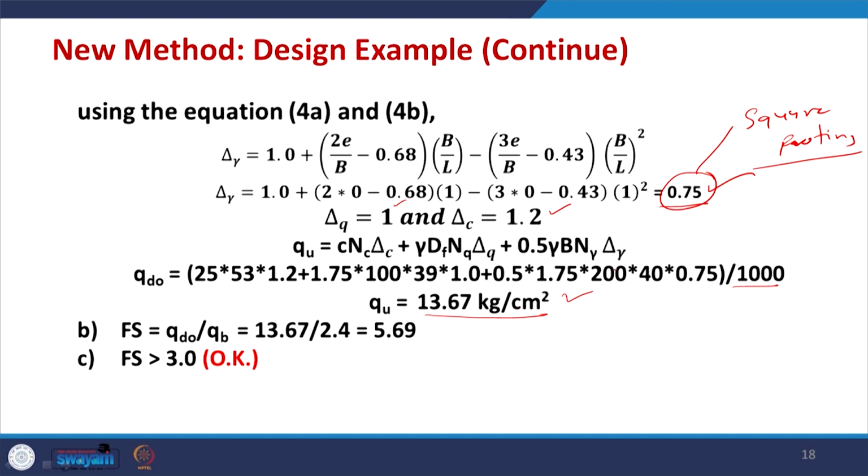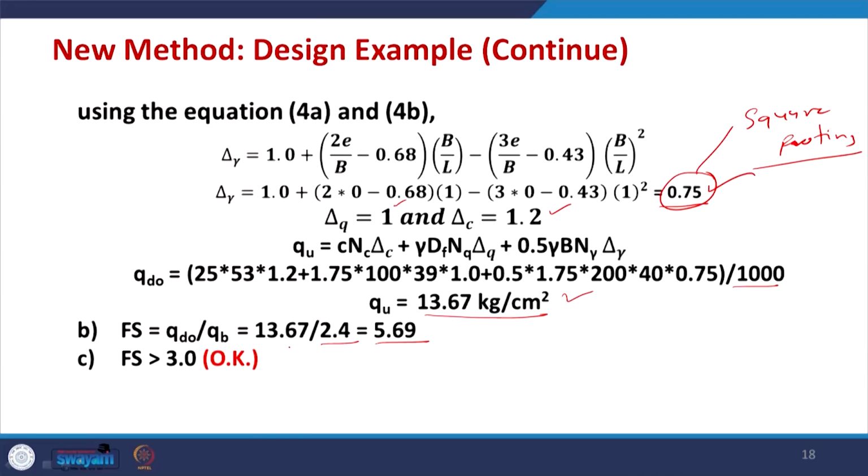But the plate load test is saying that this value should not be more than 2.4. That means, if you are using a value of 2.4 in the design, then you get a factor of safety equal to 5.69, and this factor is more than 3. So, this is okay, then you can go ahead with this factor of safety 5.69.